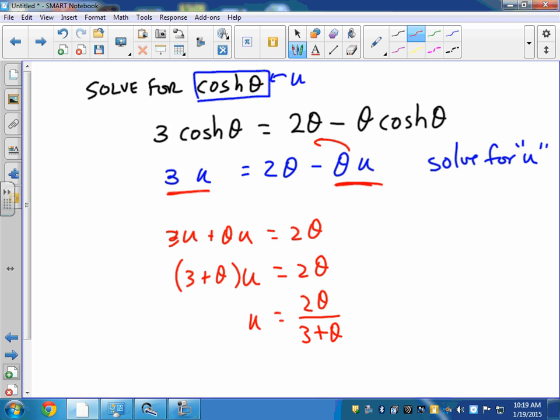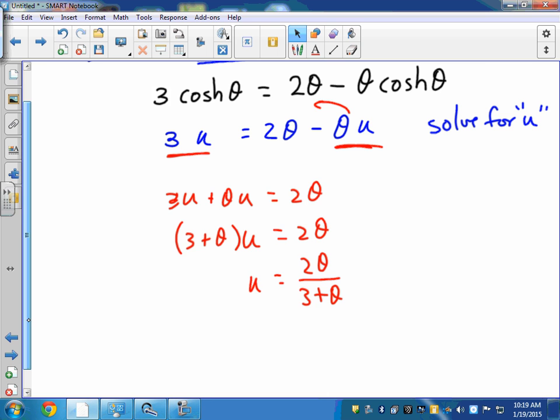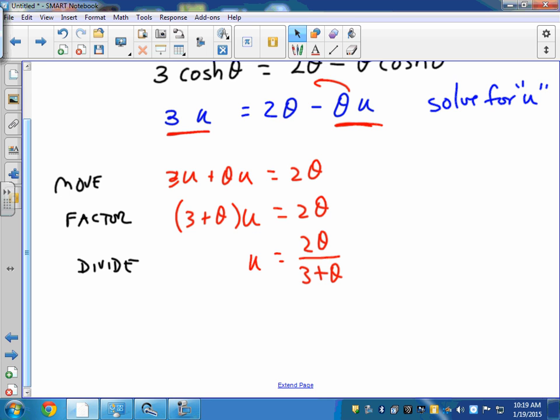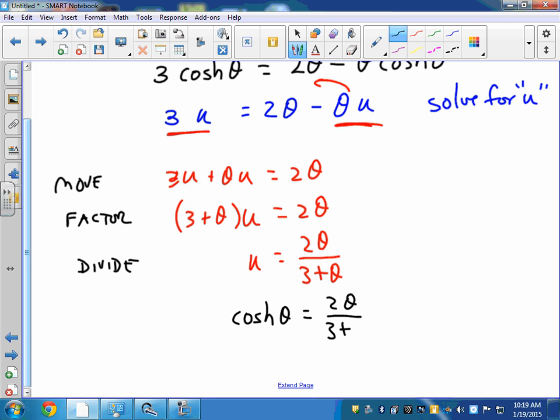Now, even if you're not sure what happened there, the process, move, this was the move step. The factor step was here, and the divide step was here. Okay, so sure enough, this hyperbolic cosine of theta can be 2 theta over 3 plus theta. And it might be interesting to actually solve that on the calculator. We might do that later.